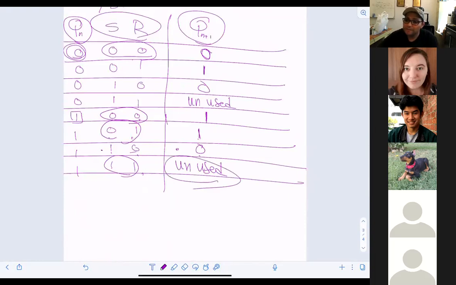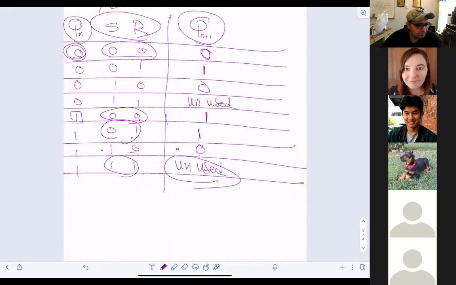The Q complement doesn't have any bearing on this characteristics then? No Q complement here, right? Because I'm an SR flip flop. In the JK flip flop, you'll see it. Anyway, so far makes sense to everybody?